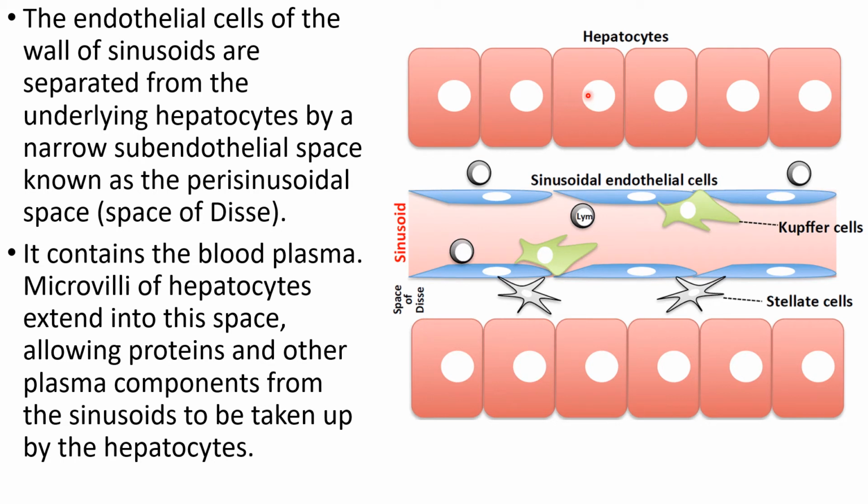So in between two hepatocytes there is a space called sinusoid, which is lined by sinusoidal endothelial cells or fenestrated endothelial cells. And in between the sinusoidal endothelial cells and the hepatocytic cords, there is a small space, and this space is called perisinusoidal space or space of Disse. It contains the blood plasma.